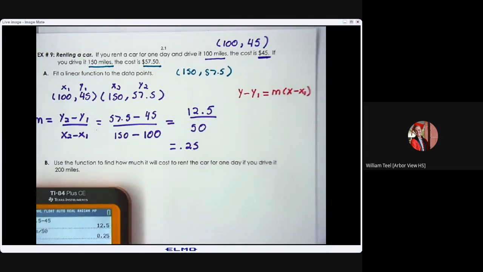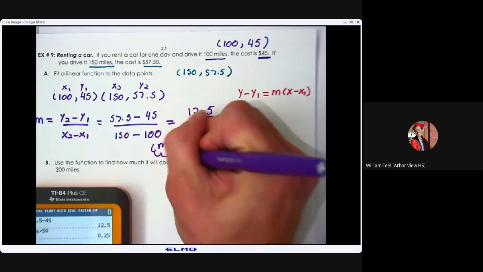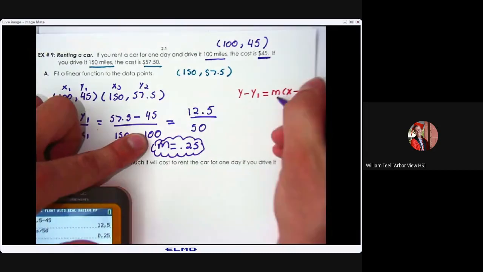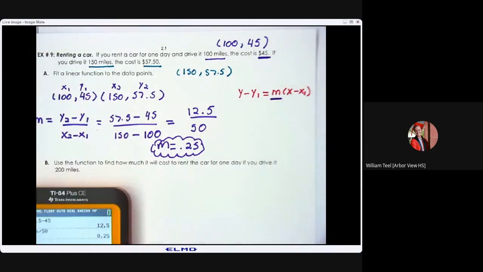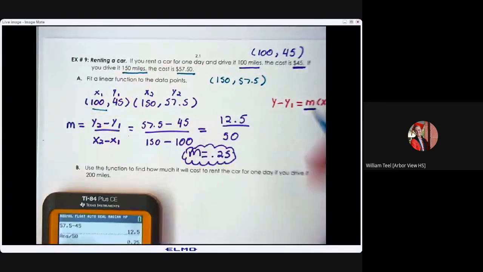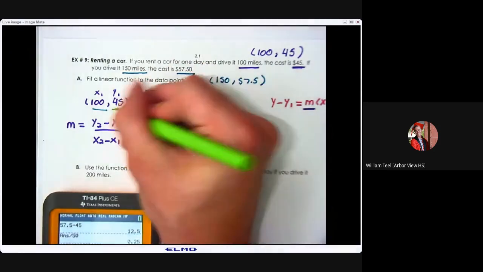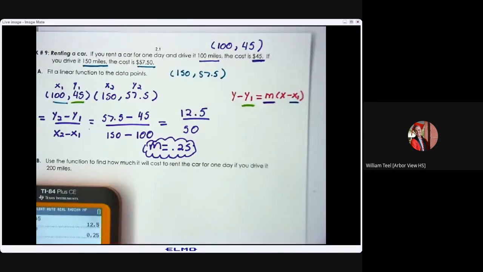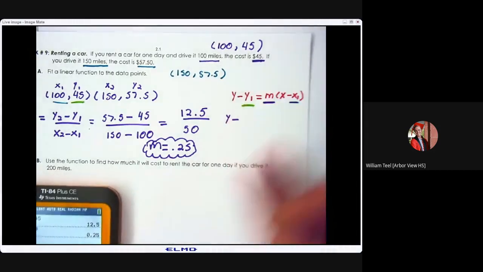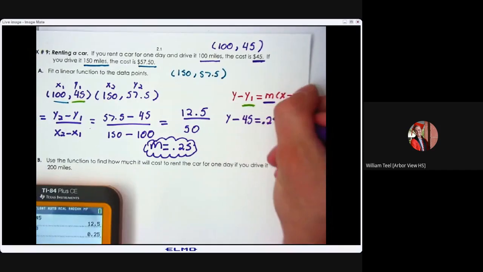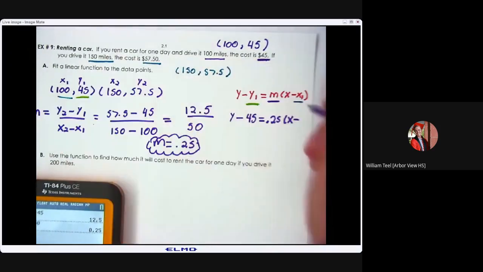So what we're going to do here, we know what our m is, right? Our slope is 0.25. We already figured that out. So I can plug in this slope right here to where I see m. Then I can plug in these two points, x1 and y1. So I can plug x1 in for x1 right here, and then I can plug y1 in for y1 here. So let me go ahead and plug in everything. I'm going to say y minus my y1, which is 45, is equal to my slope, which is 0.25, times x minus x1, which is 100.